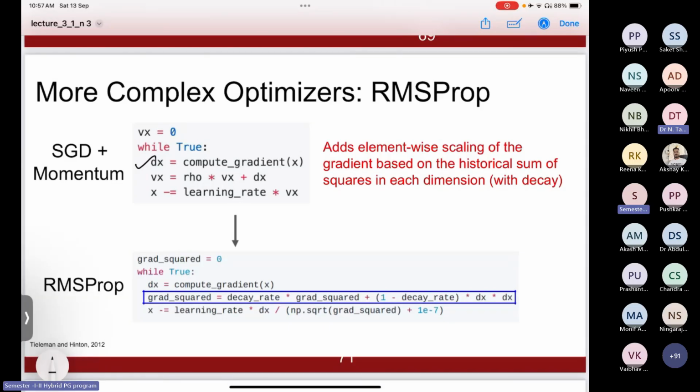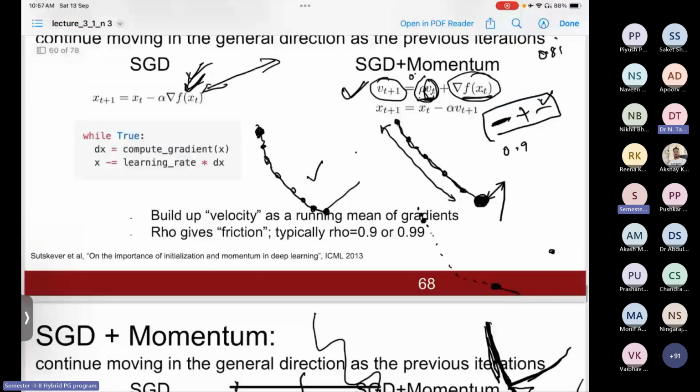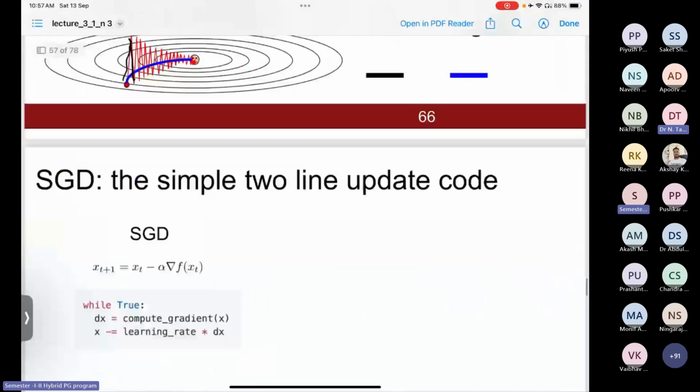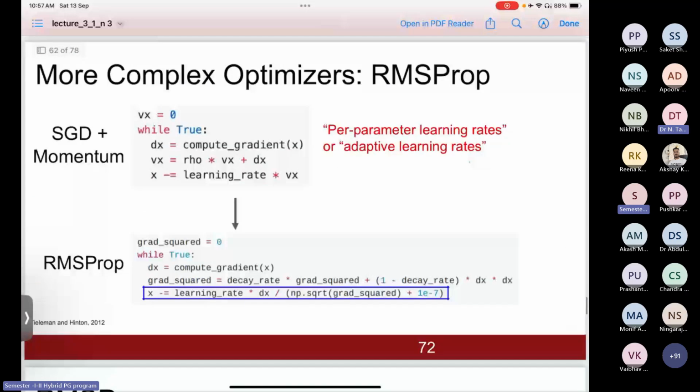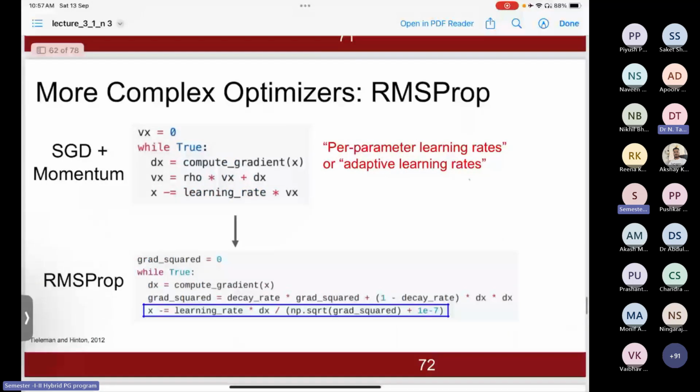So it is happening implicitly. Now only one problem left, and that problem is what? In one direction it was moving fast, in another direction it was moving slow. Poor conditioning problem. So your RMSProp comes with the solution which will solve the problem of poor conditioning.